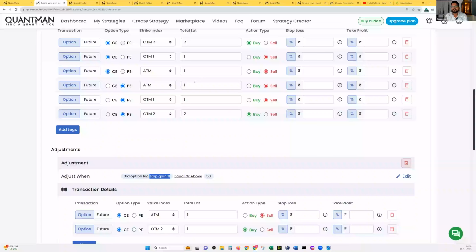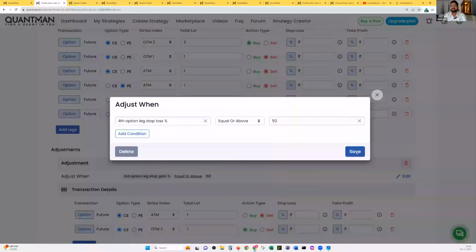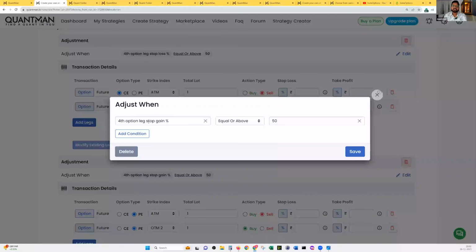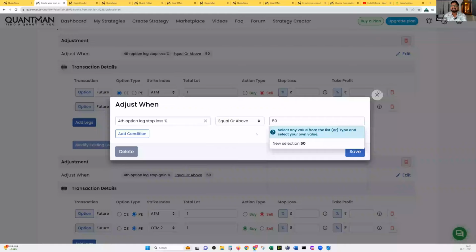Right now I've given stop gain, right? But I want to have my adjustment at a similar time. Yeah, I'll share the strategy, don't worry. Fourth leg, exactly. If I need to put loss, I need to put fourth leg stop loss equal to 50%, because it goes from 100 to 150. In order to use stop loss for put option, which leg do I need to use? The third leg, exactly. So I put stop loss equal to 50%.